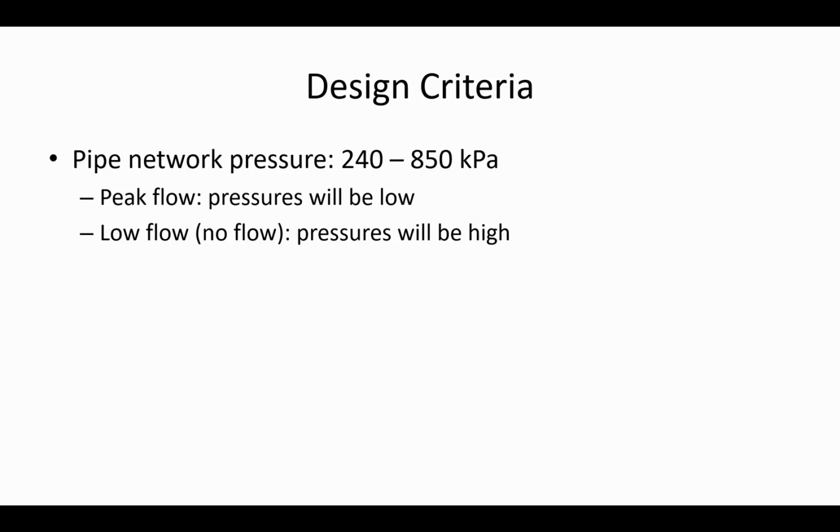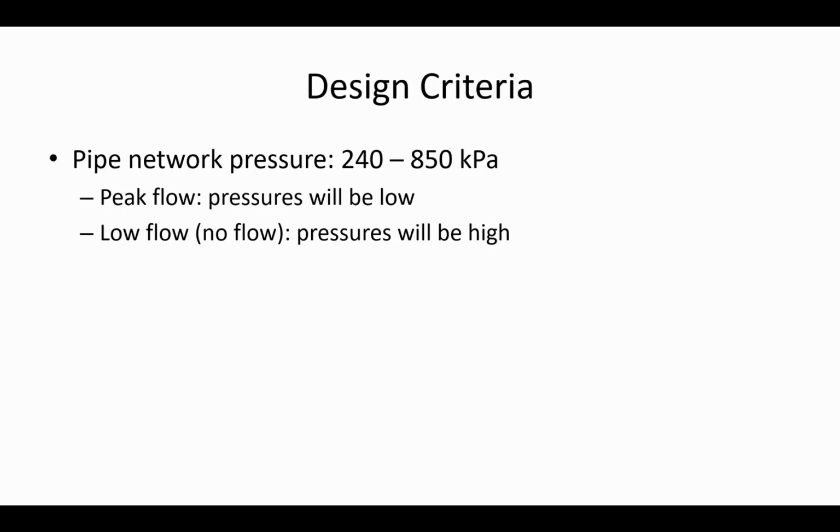There are going to be times at night when there is essentially very little flow demand, or maybe even none. And so at nighttime, when there's less flow demand, you're not going to have losses through the pipes, and so the pressure will be higher. And so we want everywhere in your city to have at least 240 kPa during the peak flow and no more than 850 kPa when there's zero demand.